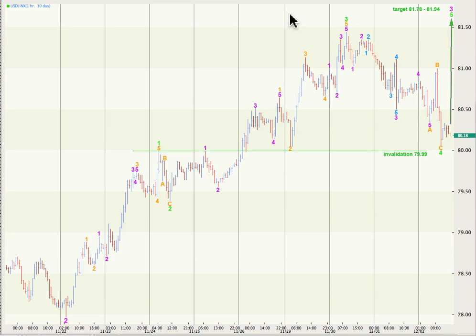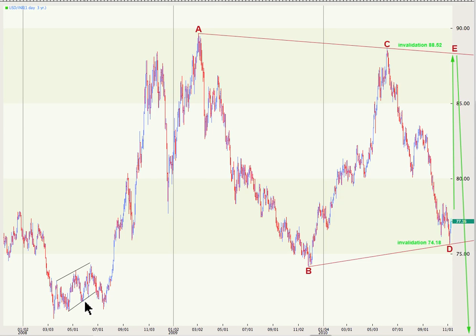I want to have a look at a couple of alternates on the daily chart level for you now. This is a daily chart for the last 3 years. This is looking at the possibility that the dollar's in a triangle structure at cycle degree with a primary A, B, C, D, and working on now the early stages of primary E to the upside.